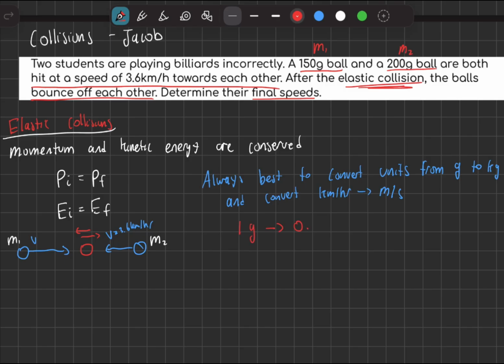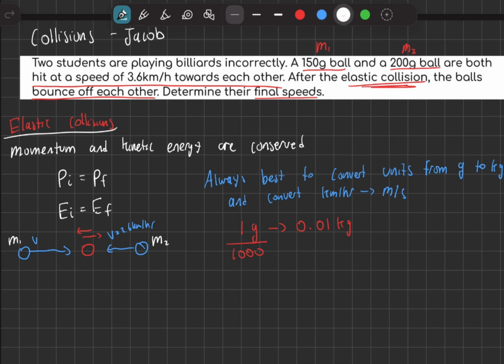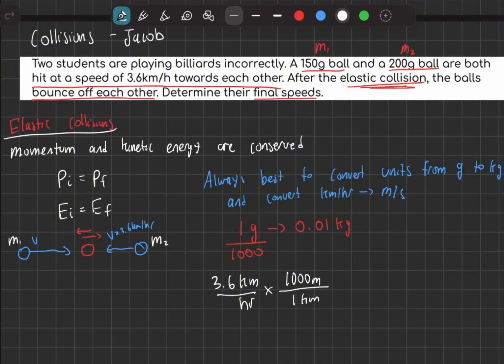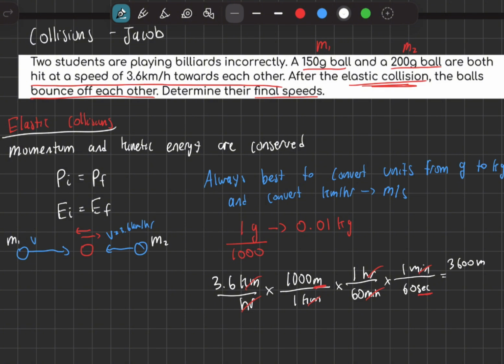We know how to convert from grams to kilograms. We just divide by 1,000. To convert 3.6 kilometers an hour to some value in meters per second, we can convert step by step each conversion. So we know that in 1 kilometer there's 1,000 meters. We know that in 1 hour there's 60 minutes, and we know that in 1 minute there's 60 seconds. So by using these fraction style conversions, we can cancel the units and pick out the units that we'd like to use. And in this case, it's meters per second. This equals 1 meter per second.